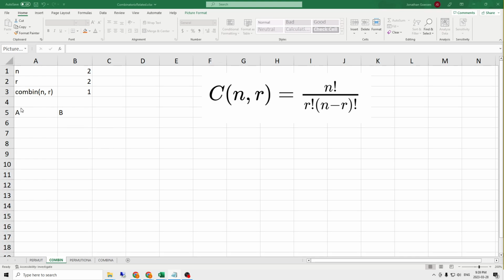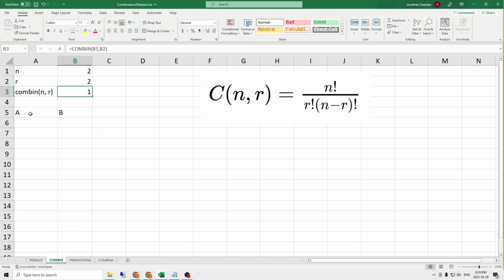What the combine function does, well, it's a counting function. It helps to count the number of combinations of a number of things, n, from which a certain number is selected, r. For example, in this case, I have said that I have two items from which I am picking two. Combine says that there is only one way that I can collect these items together in combination.